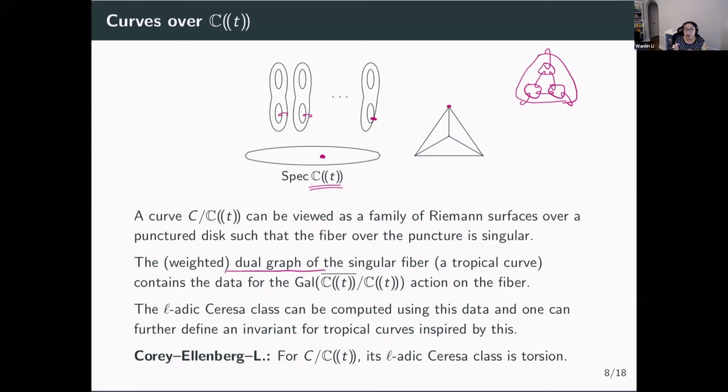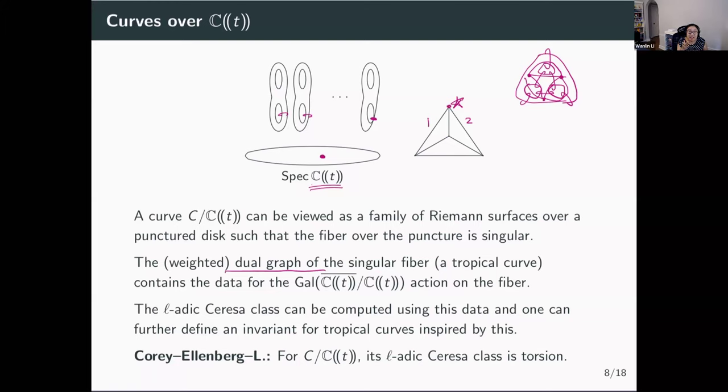And I can draw the dual graph of this singular fiber, where every connected component corresponds to a vertex, and every singularity corresponds to an edge. So if I draw this, you will get this graph I draw here. So you can use this dual graph to represent what a singular fiber looks like. And in particular, you can make this dual graph a weighted graph. You can give weights to the edges to tell you how fast the loops are closing up, essentially.